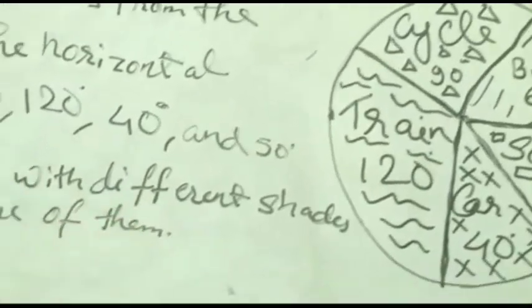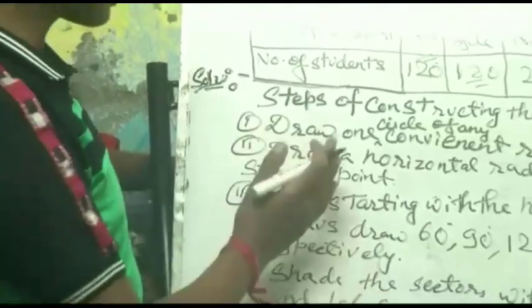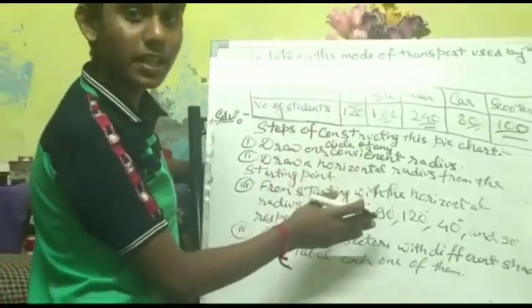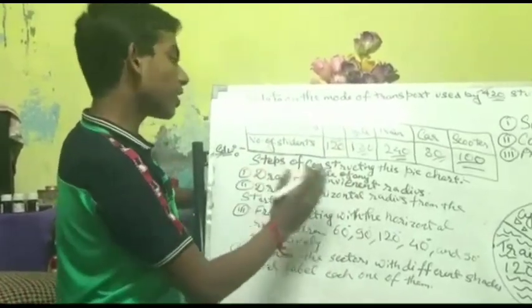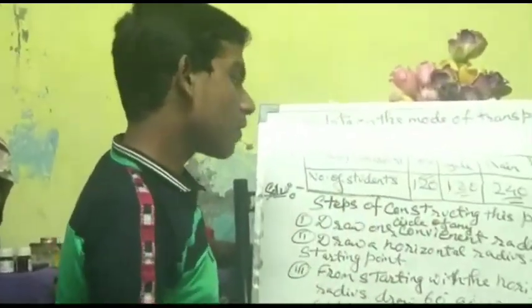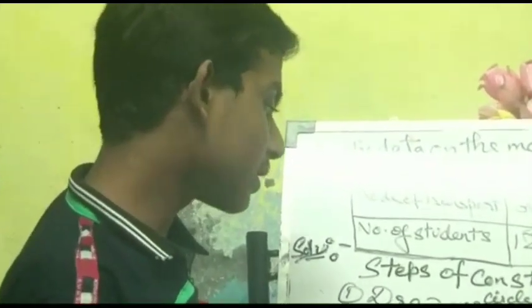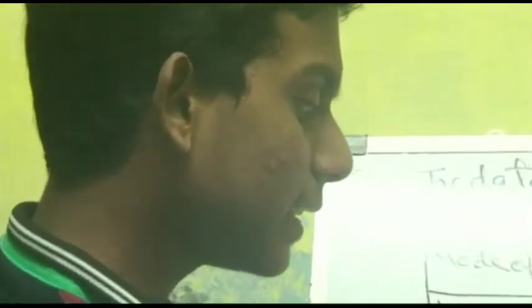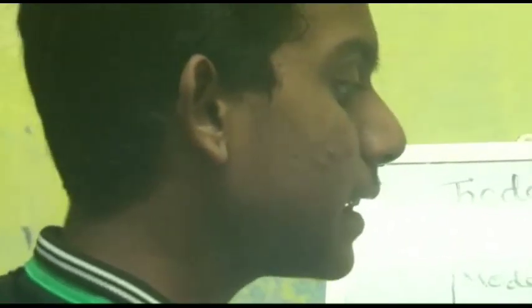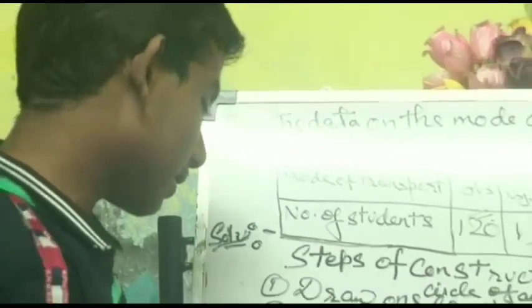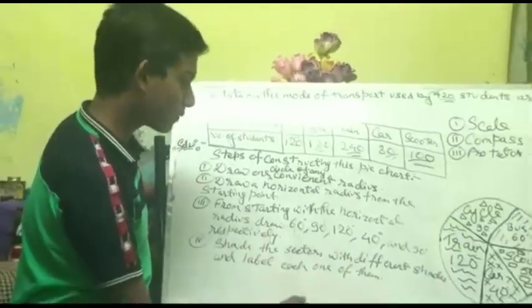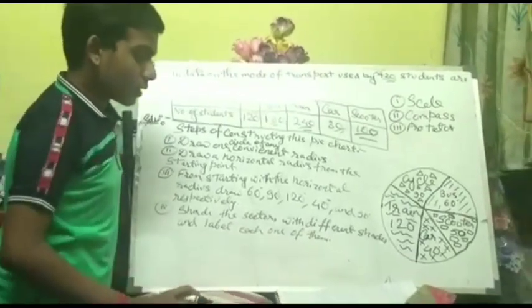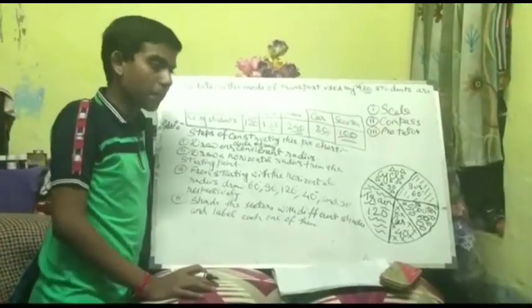So this is the steps of constructing this pie chart. First step, draw one convenient radius of any circle. Draw a horizontal radius from the starting point. From the starting point with the horizontal radius, draw 60 degree, 90 degree, 120 degree, 40 degree and 50 degree respectively. And fourth point, set the sectors with different sets and label each one of them. So friends, these are the steps of constructing a pie chart.